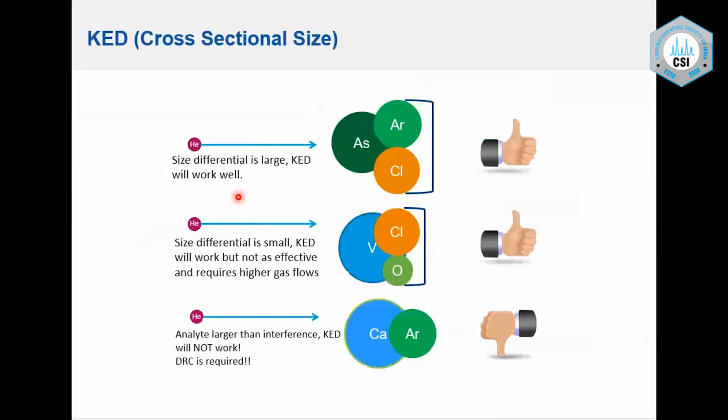Now if the interference size is bigger and your analyte size is smaller, then you can use KED mode. It will hit the argon chloride and it will get removed. If your analyte size and interference size are the same, that also will work. But if the interference size is smaller and your analyte size is bigger, what will happen? The helium will hit the calcium more and your analyte of interest will get removed. So in this case, KED mode doesn't work. There you need a reaction cell.